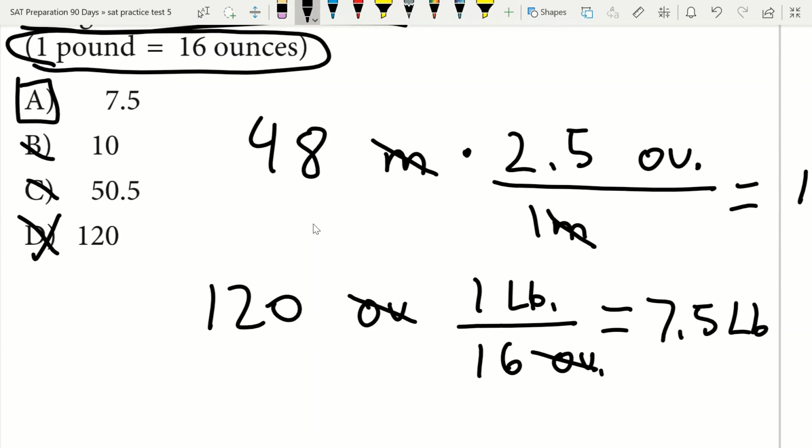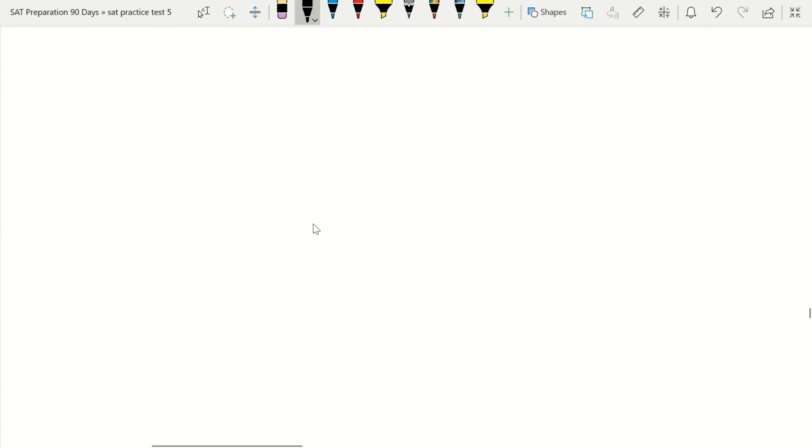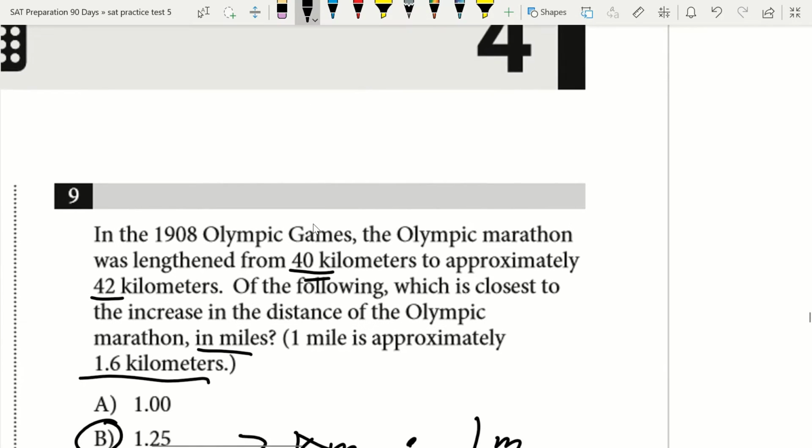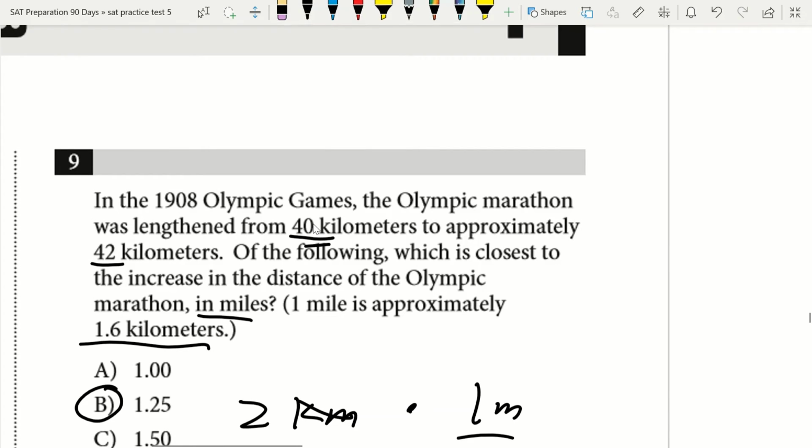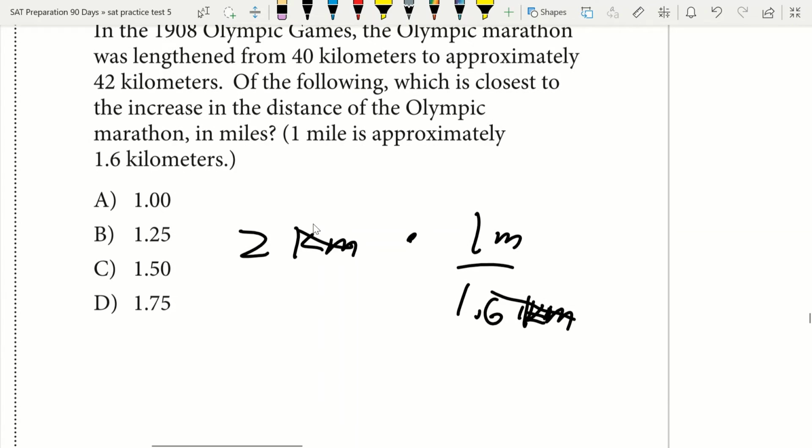Now I'm going to give you another example of this with question 9 from the same SAT practice test 5. So let's go down, let's find question 9. All right, it's right here. Let me erase it real quick so that you can see what I'm going to do here. All right, so let's go ahead and take a look at our question here.